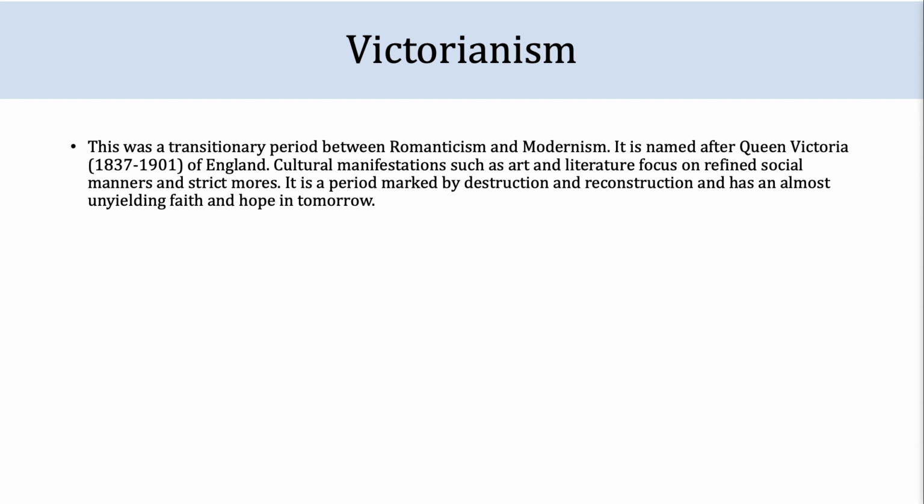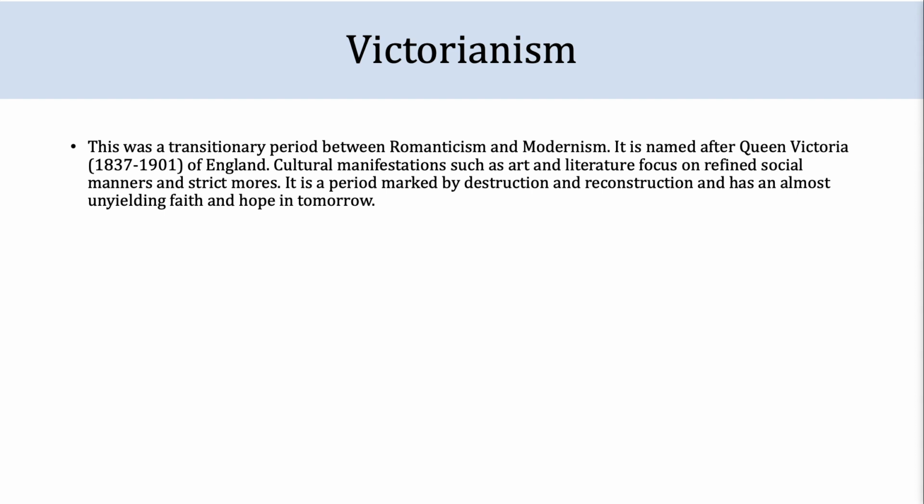And I wanted to take a look at this because the Victorianism is going to be this kind of transitionary period where it's coming at the tail end of Romanticism and moving into modernism, right? Victorianism is a transitionary period between Romanticism and modernism.